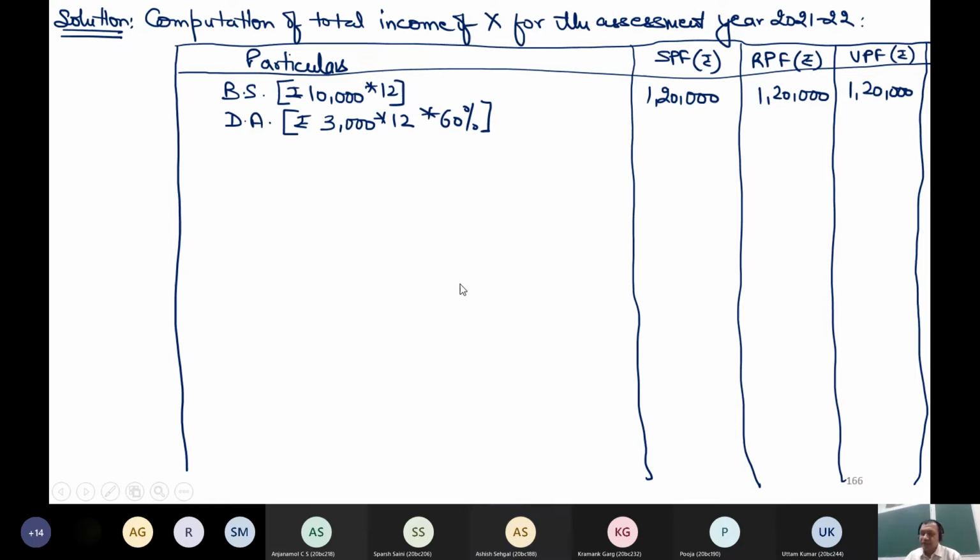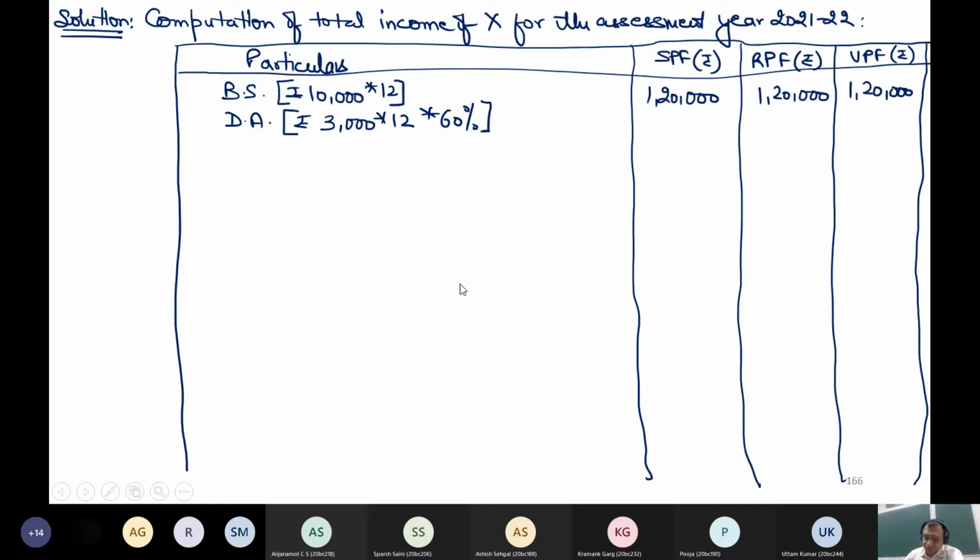So I should not write 60%. I should write only 3000 into 12, because 60% forms part of salary that will be used for the purpose of different exemptions or other calculations. In reality, my income is 3000 into 12. So that is not to be written here. Whichever provident fund this is, DA remains the same. So you must know that you are solving 3 questions simultaneously.